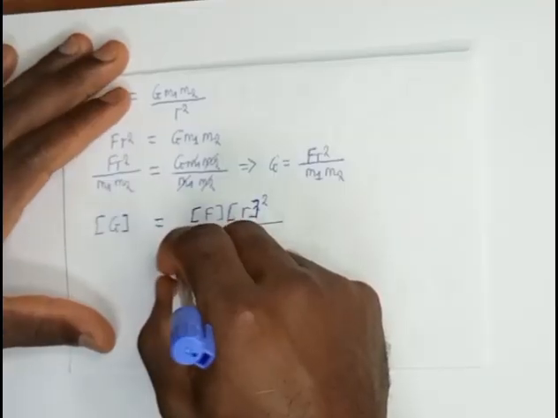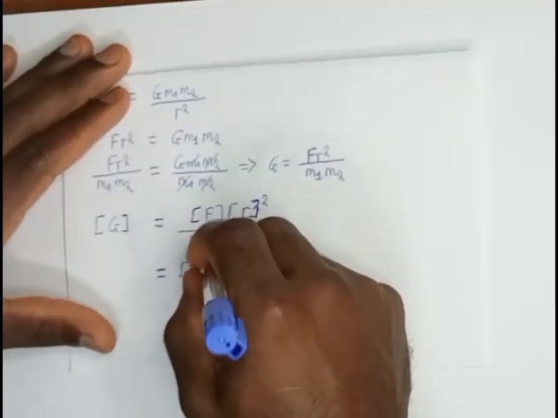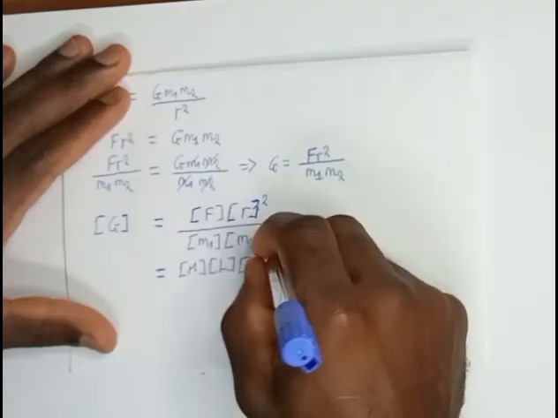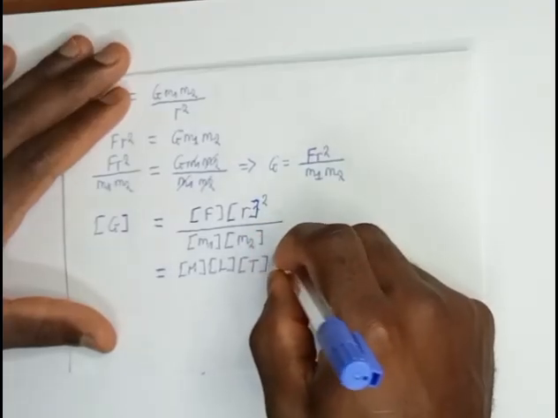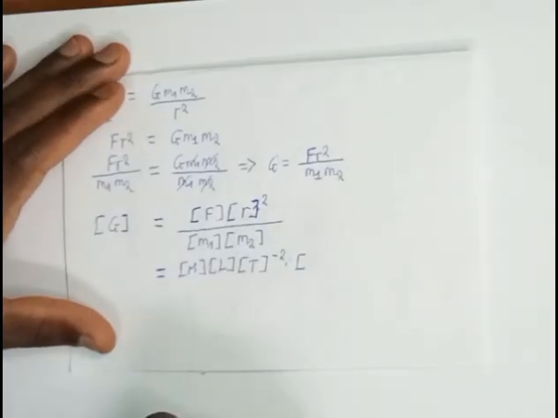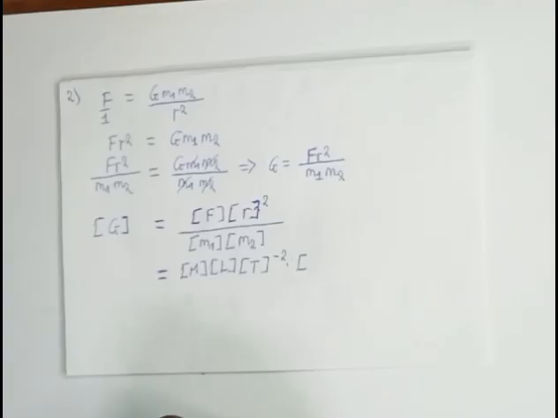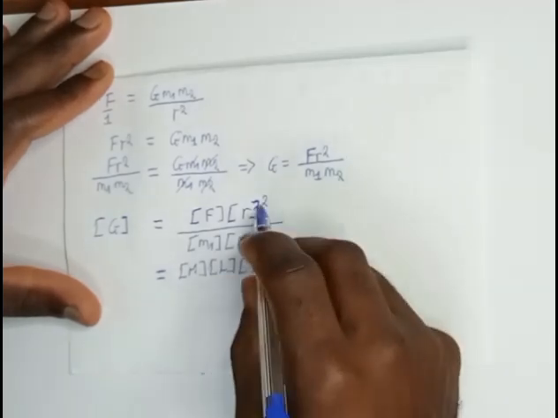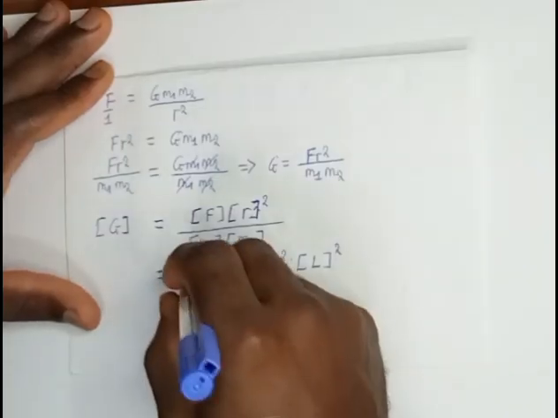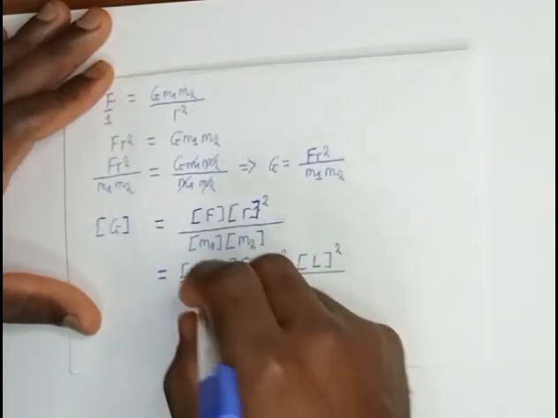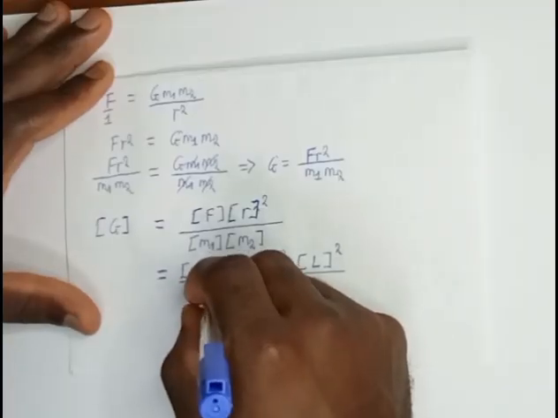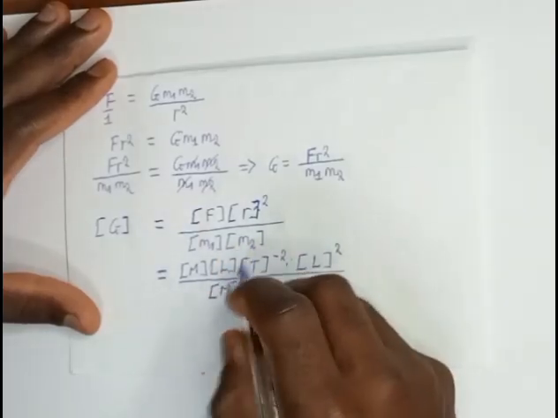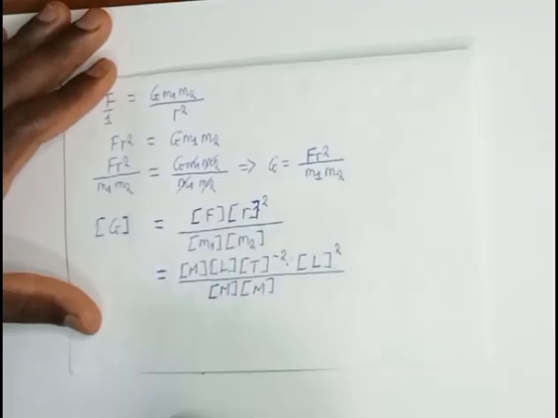This will give us M L T to the power negative 2. We have to multiply by the dimension of r. Remember from the question, it has been mentioned that r stands for distance, so the dimension of r will be L. Then we square it. We have to divide all this by the dimension of m1, which is for mass, that means capital M, times the dimension of m2, which is M, since it is mass.